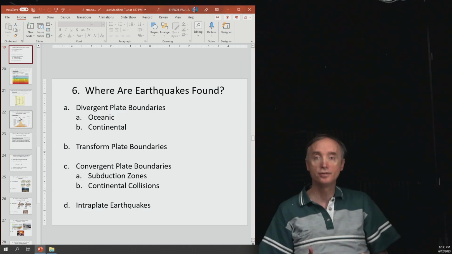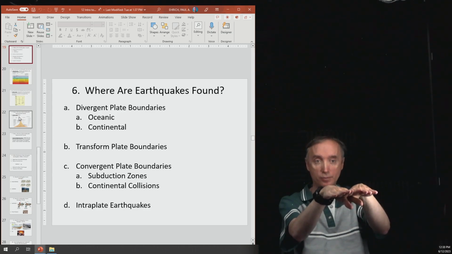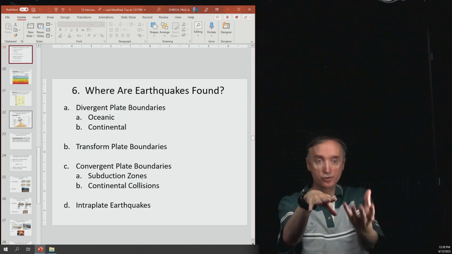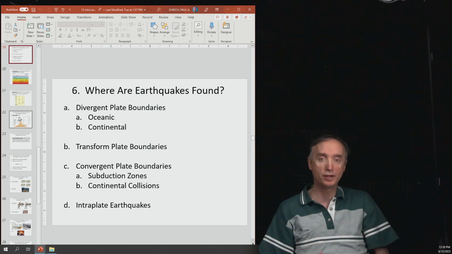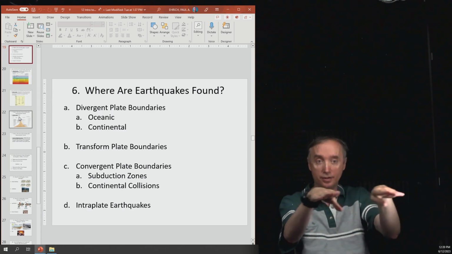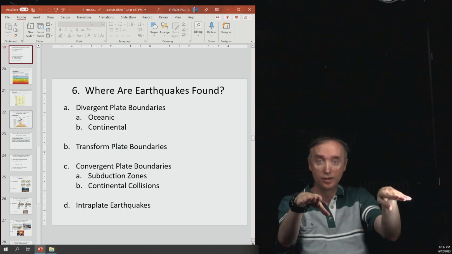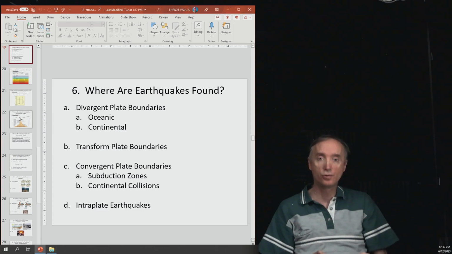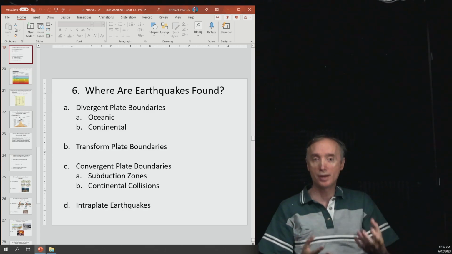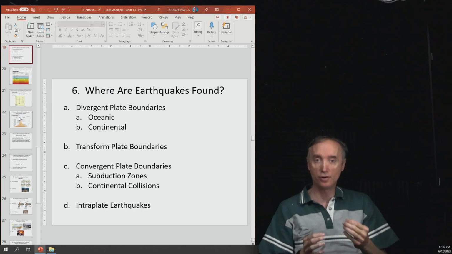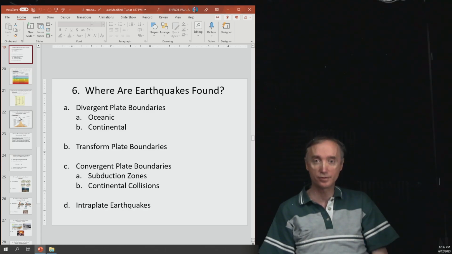And then we found that the ocean could be pulled apart, so that's where new ocean floor forms. And then we also said you could have a divergent plate boundary underneath a continent, and that would cause the continent to break apart. So you tend to have earthquakes wherever these plates are being pulled apart. They're not going to be major earthquakes, but you are going to have earthquakes when this happens.